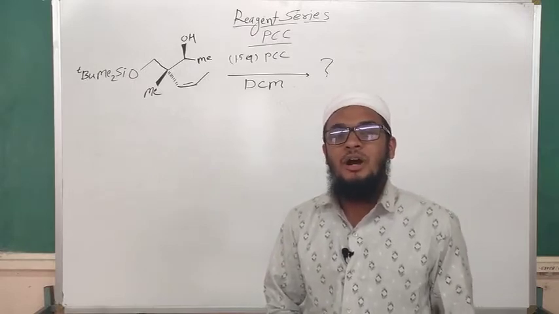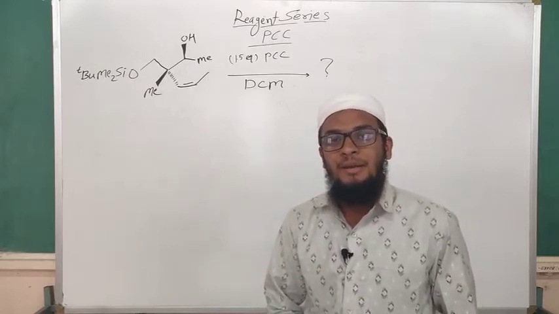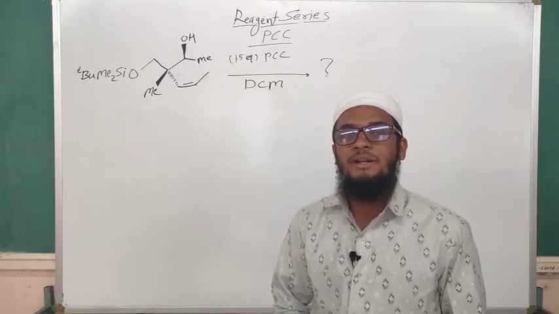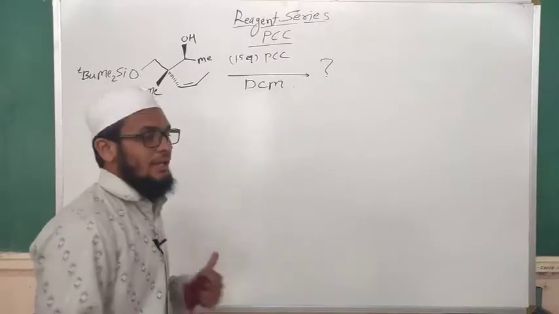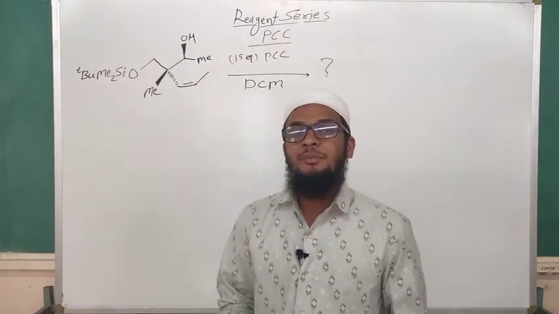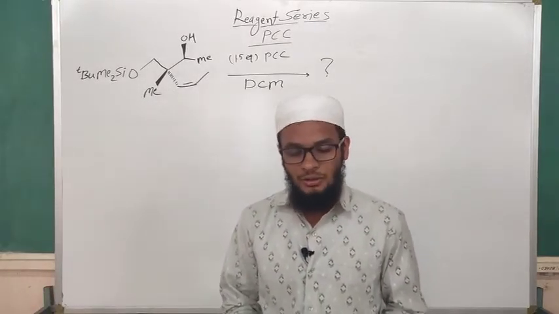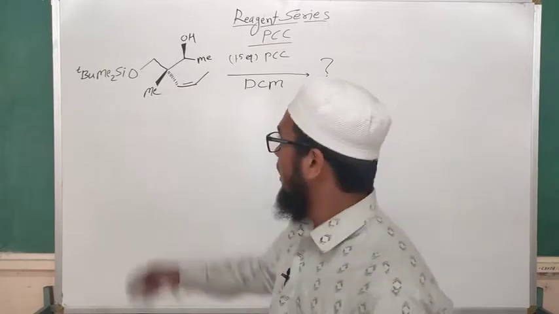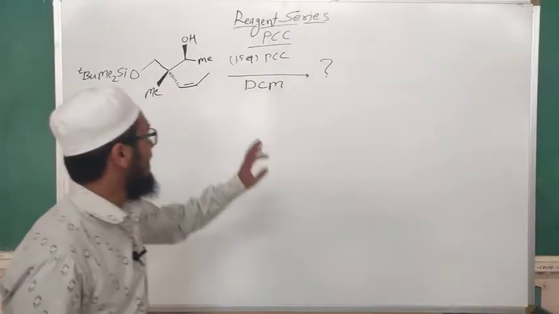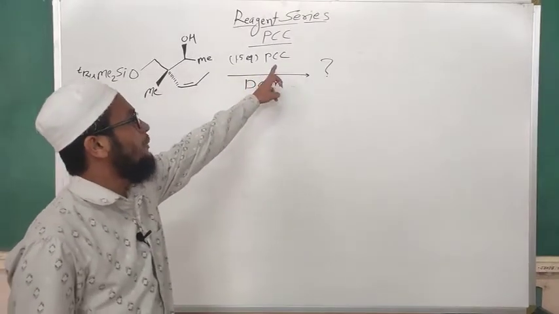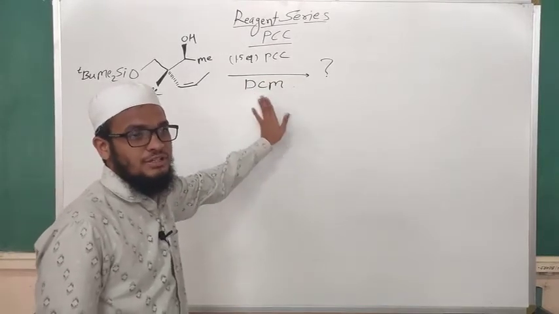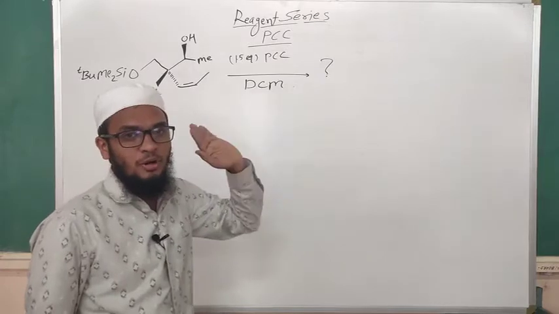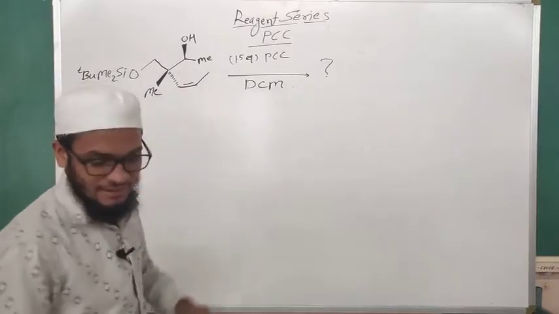Today I am going to talk on the next example based on pyridinium chlorochromate, that is your PCC. So I have an example with me. This example I have taken from the book of Carruthers. So we are going to write its mechanism: what it will give us on a reaction with 1.5 equivalent of pyridinium chlorochromate in a solvent of dichloromethane, CH2Cl2. What will be the product? We will see it with the mechanism.